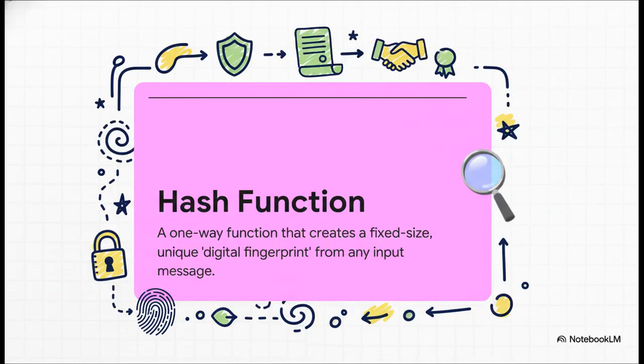And the main tool for this job is something called a hash function. Just think of it like a digital fingerprint generator. You can feed it anything, a single word, a whole book, an entire movie, and it will spit out a unique, short string of letters and numbers. That's the hash, the fingerprint. And it's a one-way street. You can never ever take that fingerprint and figure out what the original message was.